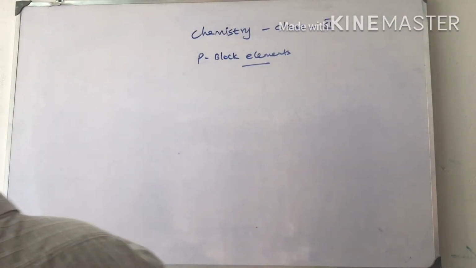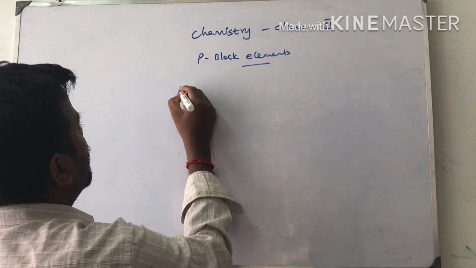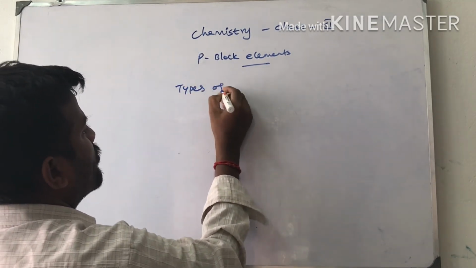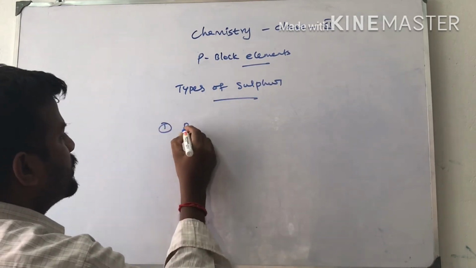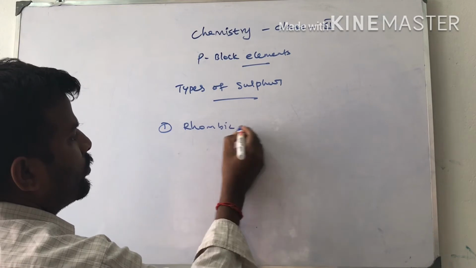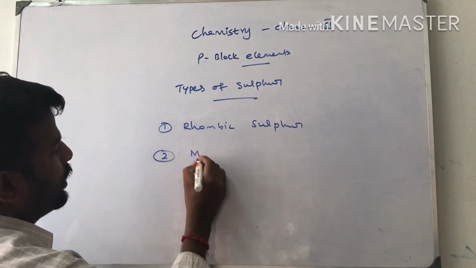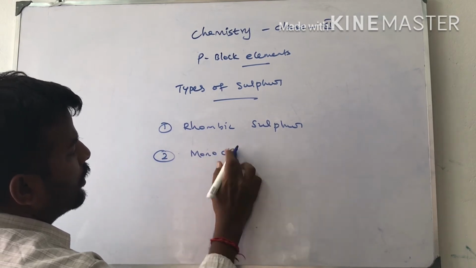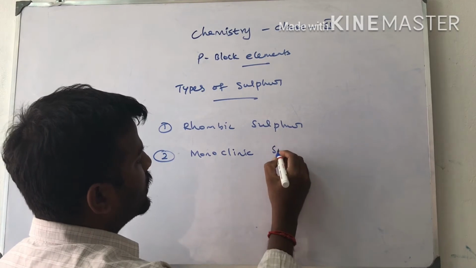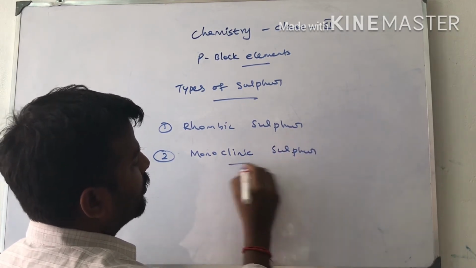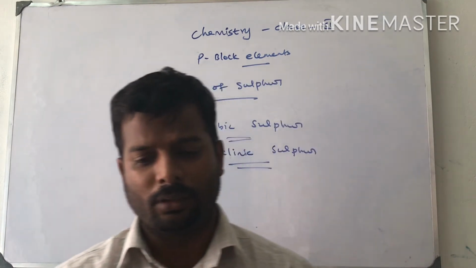There are 2 types of sulfur. One is rhombic sulfur, other one is monoclinic sulfur. Types of sulfur. Rhombic sulfur is otherwise called yellow rhombic. Sometimes plastic sulfur, and a small amount of black sulfur, plastic sulfur are also present.